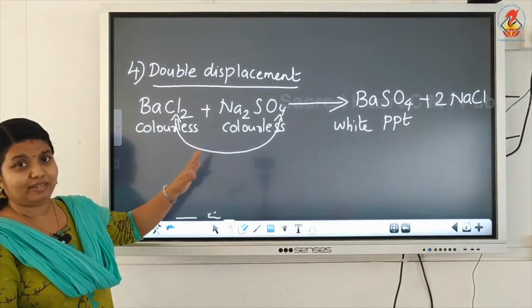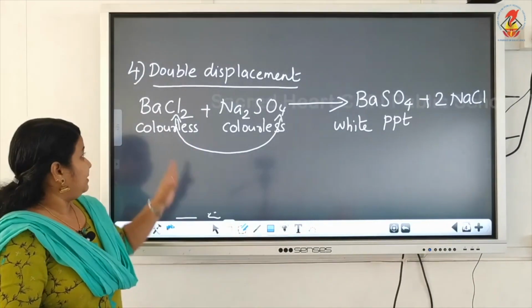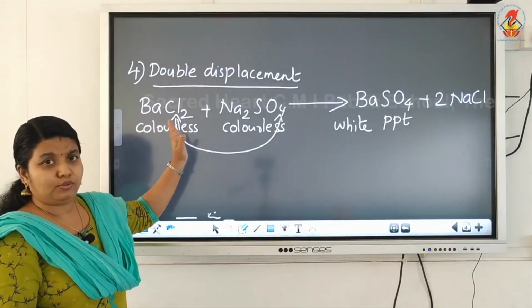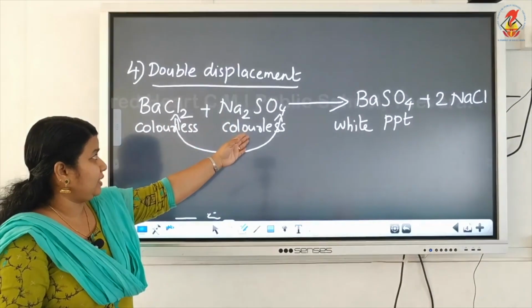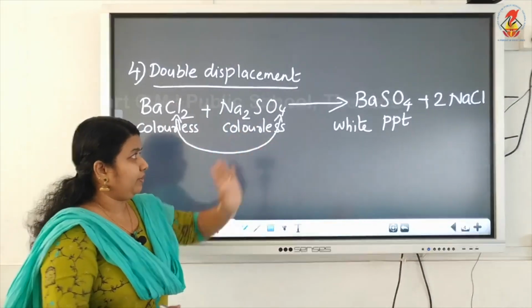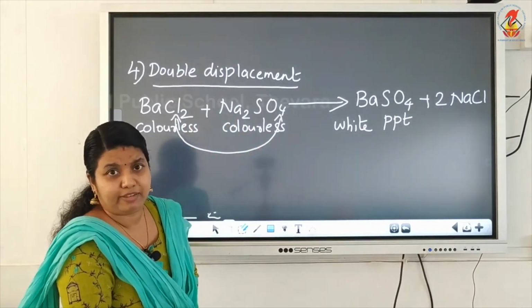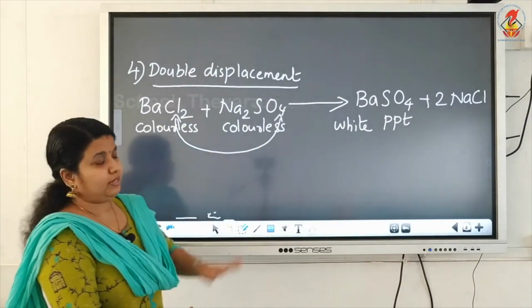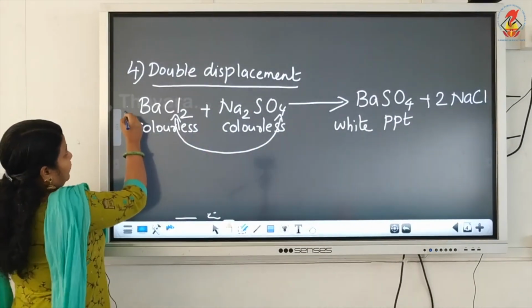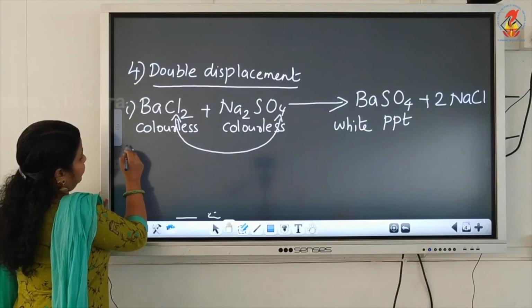This reaction we have learned in 9th standard. So we mix a colorless solution of barium chloride with another colorless solution of sodium sulfate, where you get a white precipitate of barium sulfate and sodium chloride solution. So this is the first example. Similarly, we can see the second example.